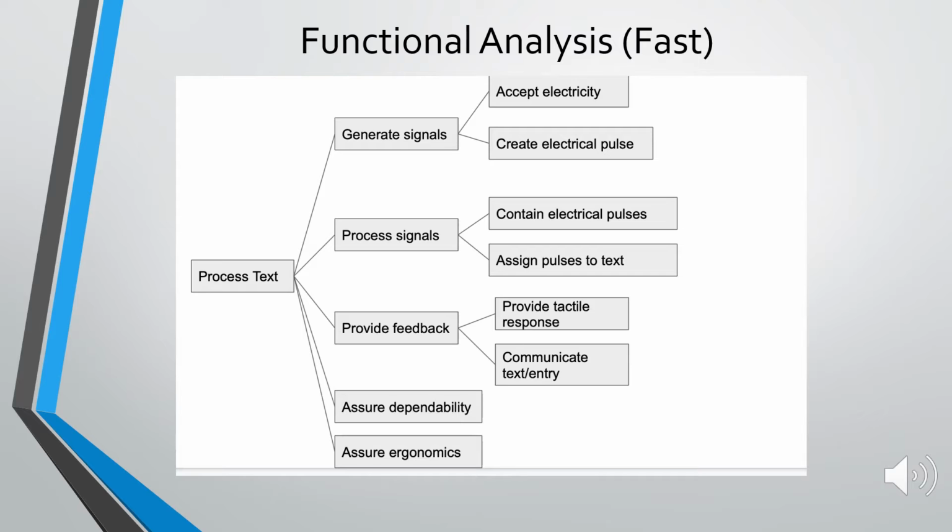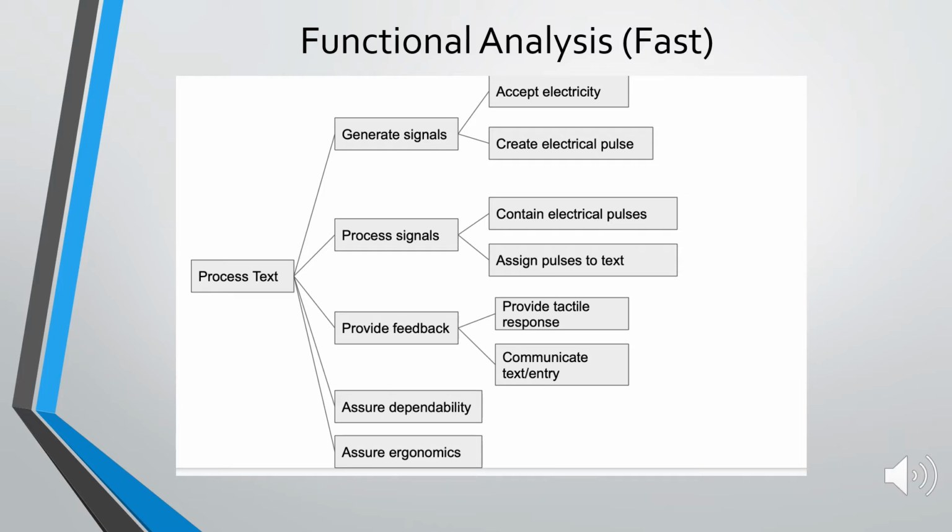So this is the functional analysis, or FAST, for the keyboard. The key function of the keyboard is to process text that the user enters. And the 5 key subfunctions of this are to generate signals, process signals, provide feedback, and then assure dependability and ergonomics. Based off of generating signals, the keyboard needs to accept electricity and create an electrical pulse.